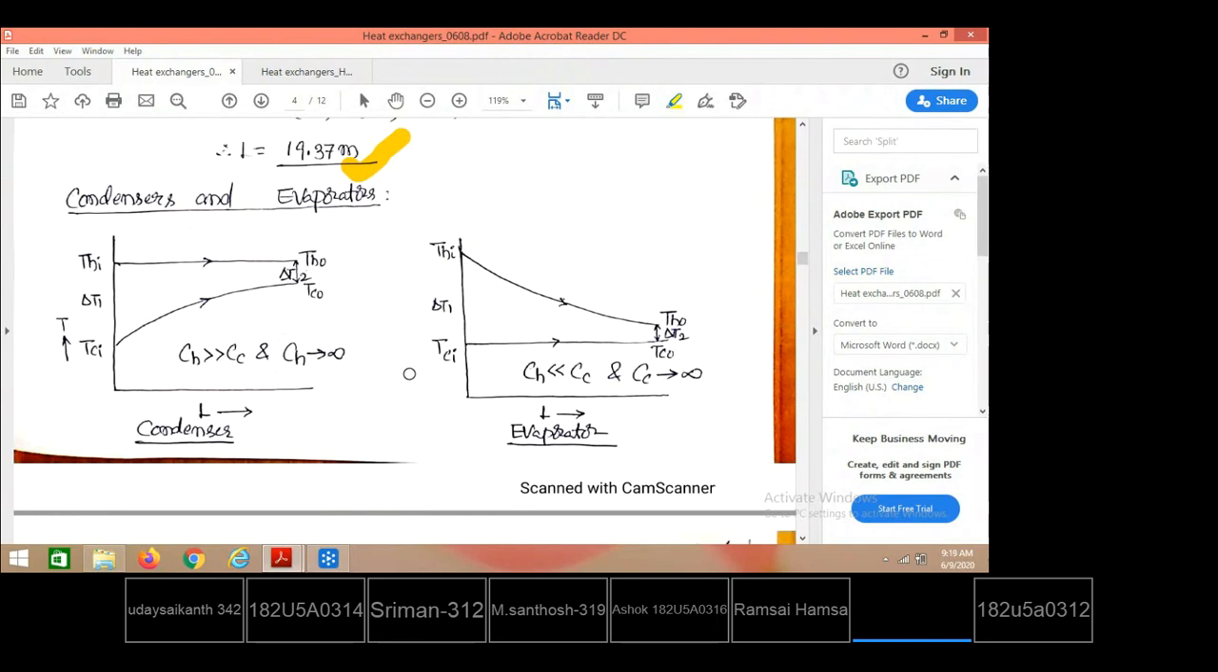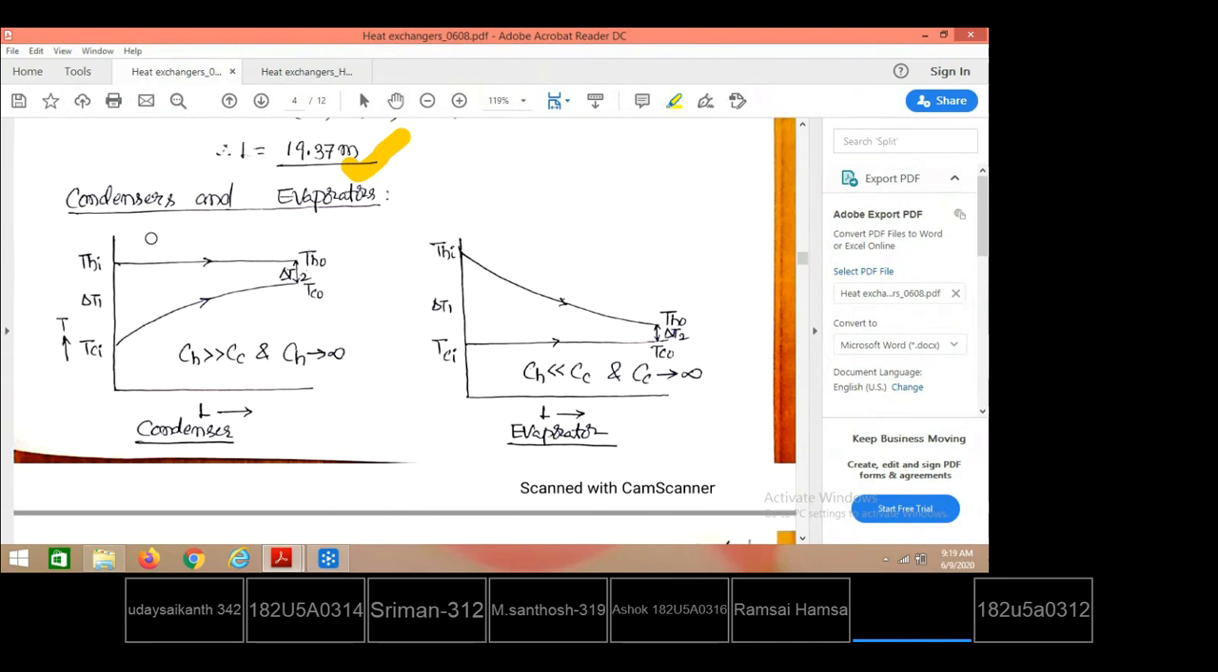In the case of condenser, the cold fluid temperature remains constant and the hot fluid only is undergoing the phase change. So in the case of evaporator, the hot fluid maintains a constant temperature. In the case of condensers, the cold fluid maintains a constant temperature.